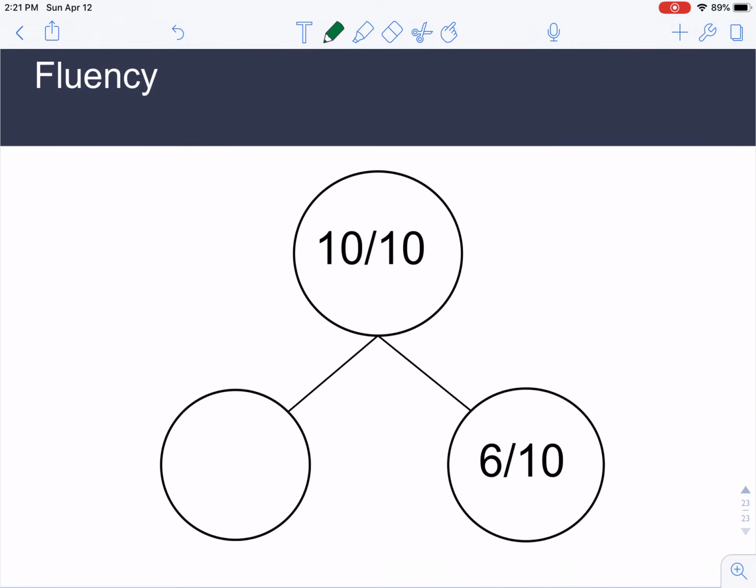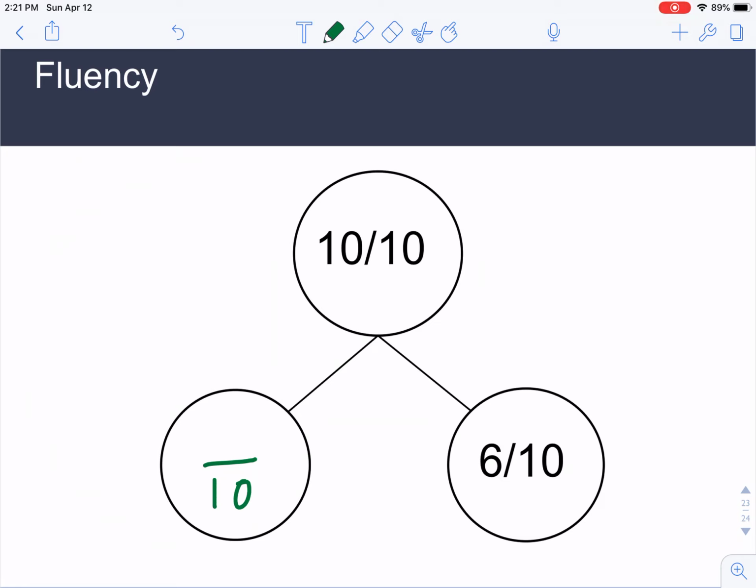Let's do this one. Okay. We have 10/10. We have 6/10. Now let's figure out our missing piece. What is our denominator? I want you to think. Go ahead and say it out loud right now if you know. It is 10. We know our denominator stays the same.